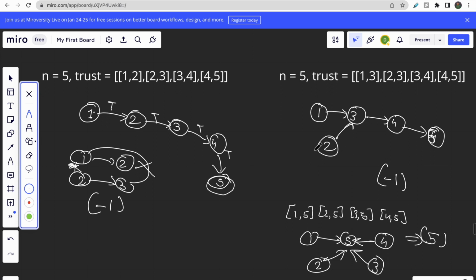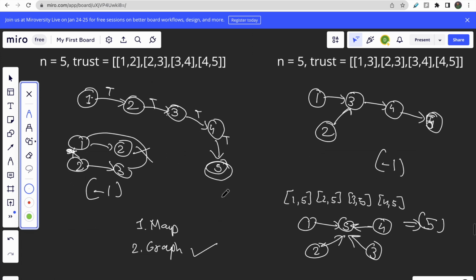To solve this question there are two approaches: the first approach is using a map, and the second approach is using a graph. In this video we will discuss the graph approach, because the map approach is simple. So we will directly see the approach for the map and understand the approach for the graph. As you can see, these are all graphs, because they have nodes as well as edges.